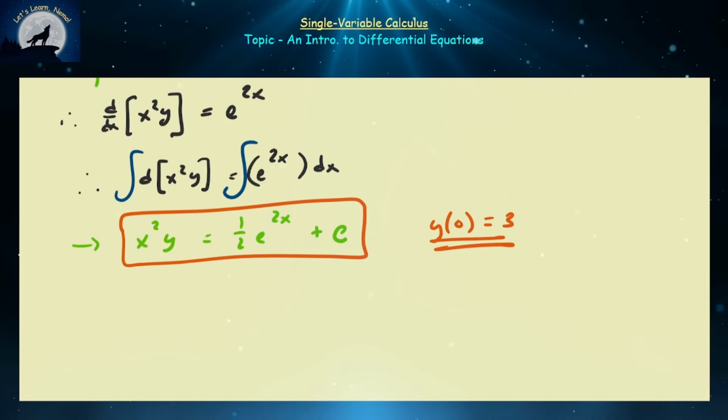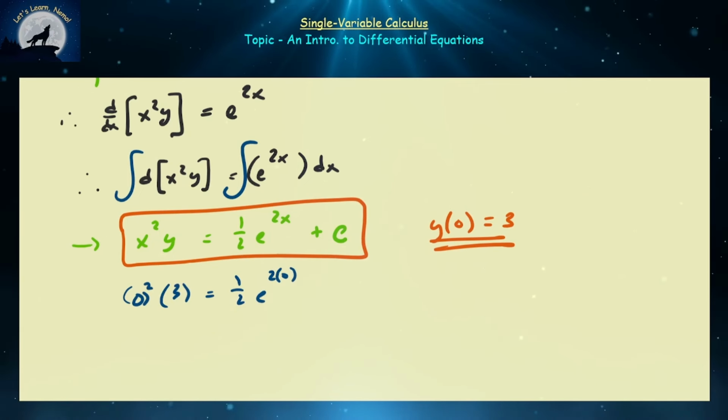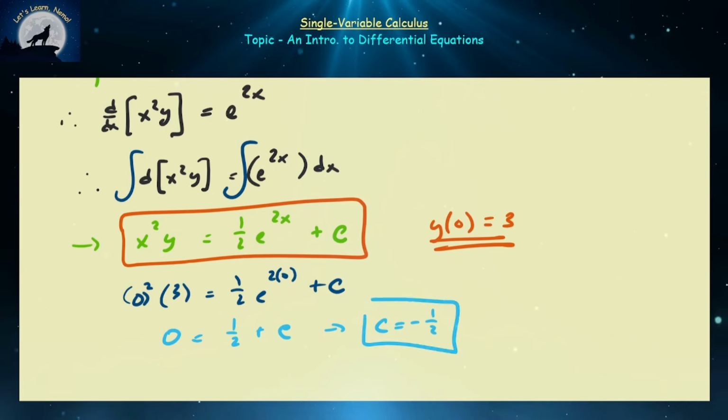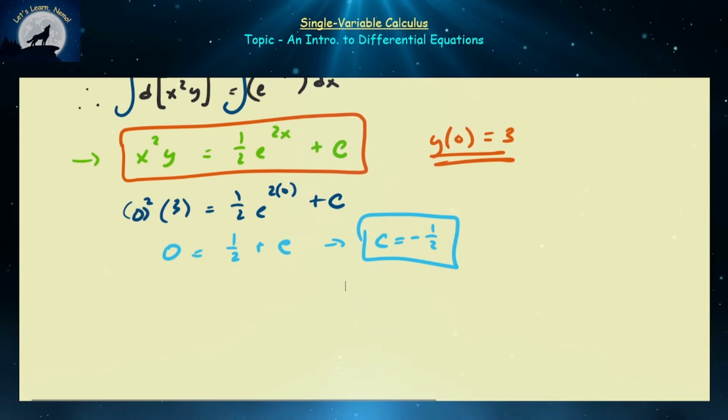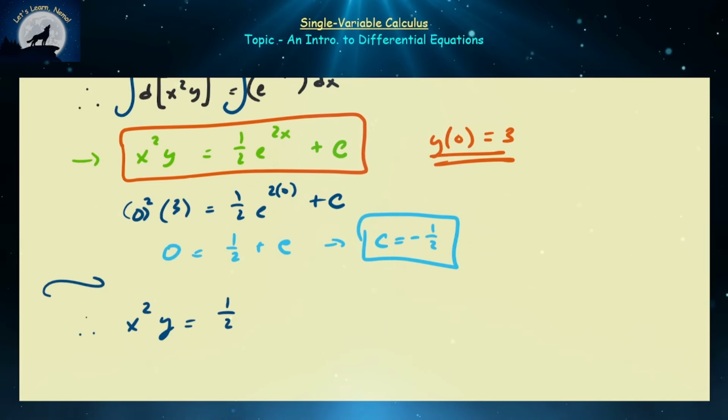Keep in mind we can use this initial condition to find our particular solution. So when x is equal to 0, I'm going to have 0 squared times y, where y is equal to 3, and then we're going to have 1 half e to the power of 2 times 0, which is just going to be 1 half, and then plus c again. So we're going to have 0 is equal to 1 half plus c, forcing c to be equal to negative 1 half. And that's going to give us our implicit solution to our differential equation. So I'm going to have x squared y is equal to 1 half e to the 2x plus 1 half.